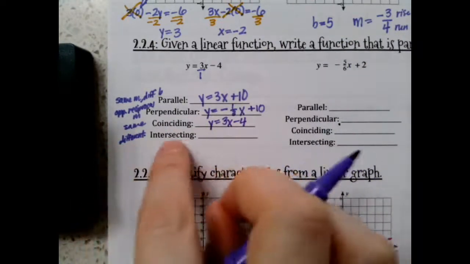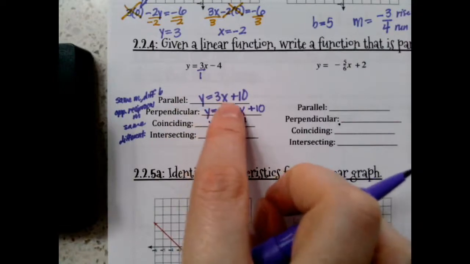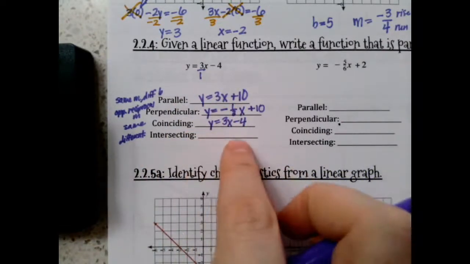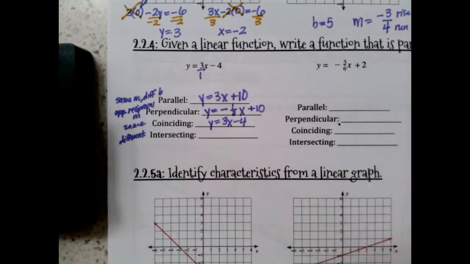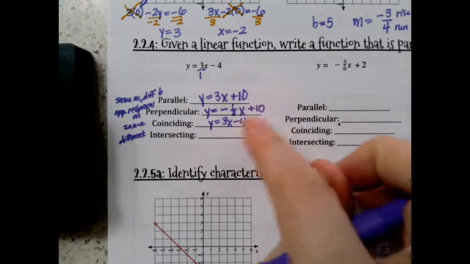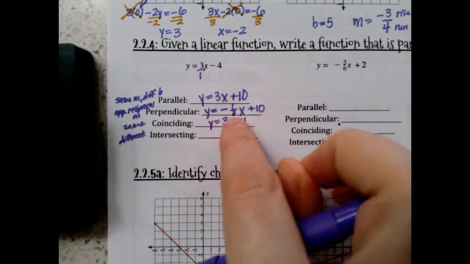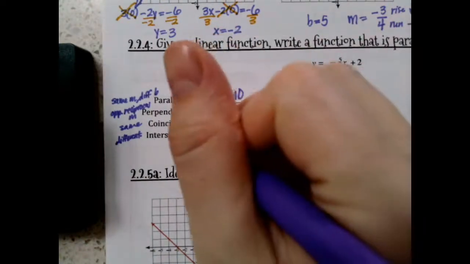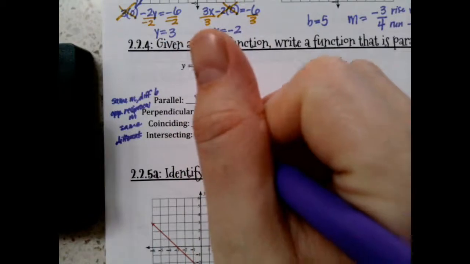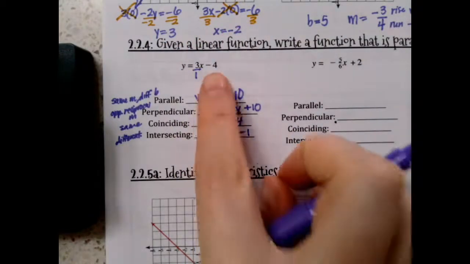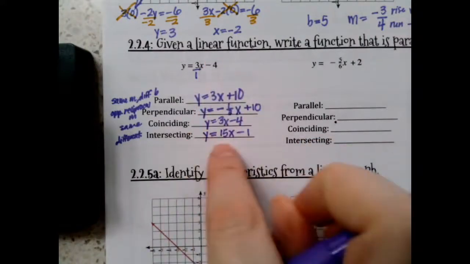And intersecting, technically as long as I don't have the same slope, I can do anything for intersecting. I just like to make mine completely different because I know that that's going to intersect and it's not going to be one of these ones. So I'm just not going to use 3 and I'm not going to use 4 and I'm not going to use -1/3. So I'm going to do like y equals 15x minus 1. Completely different m, completely different b. This would be intersecting.